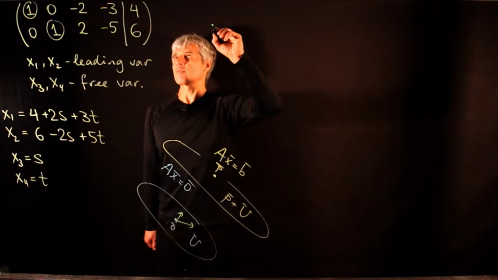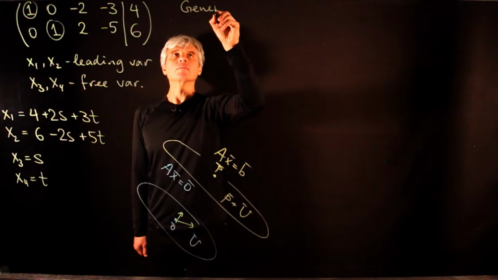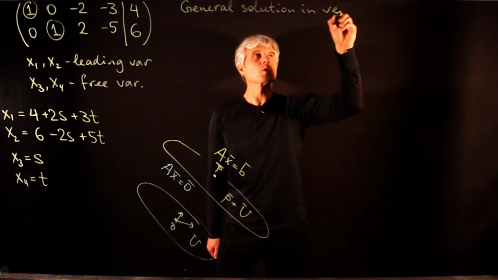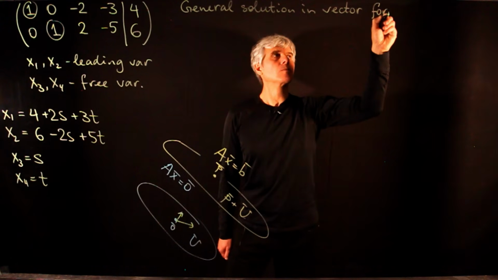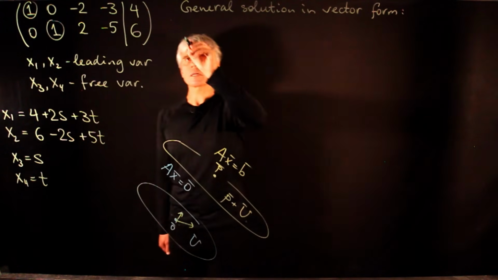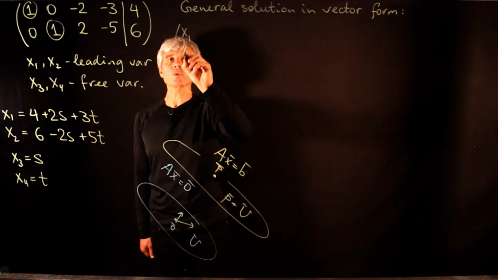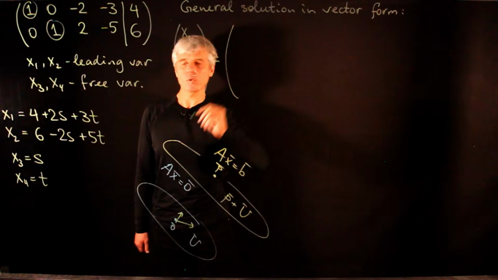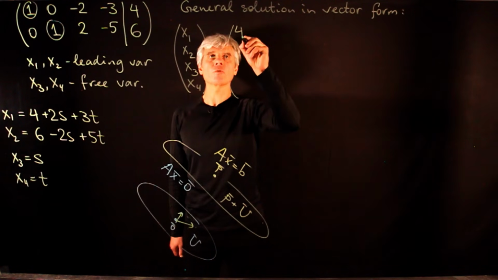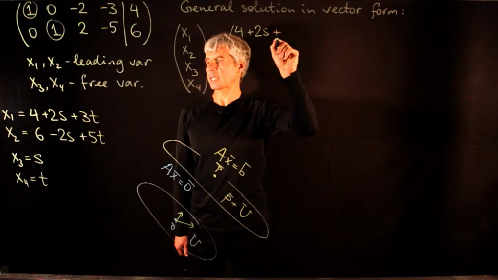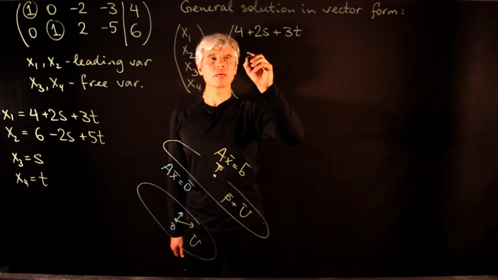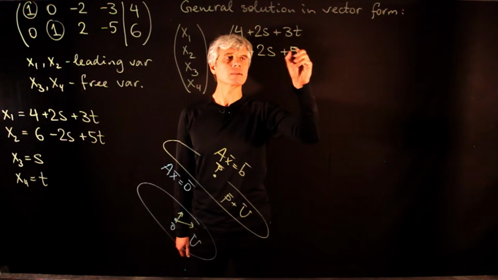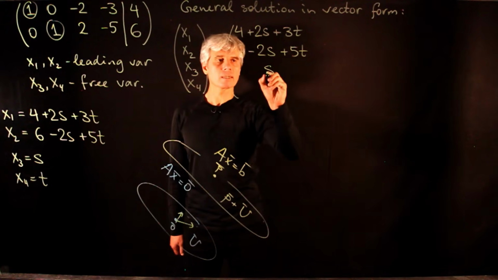So let us write down the general solution in vector form. So here we take the column of unknowns, x1, x2, x3, x4, and write down our general solution as a column. So it's 4 plus 2s plus 3t, then 6 minus 2s plus 5t, s and t.